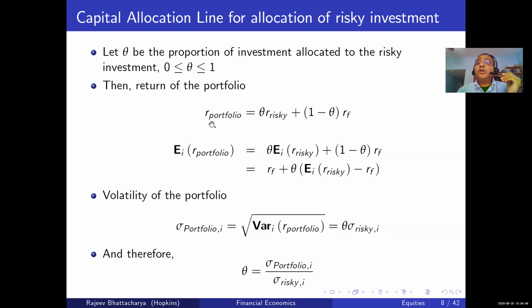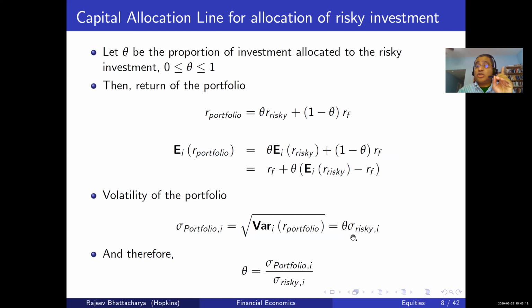Therefore, the volatility of the portfolio equals theta times the standard deviation of the risky asset. So the volatility of the portfolio equals theta times the volatility of the risky portfolio. If theta is strictly below 1, that is to say, if the proportion of the investment allocated to the risky investment is strictly less than 1, then the volatility of the portfolio is strictly less than the volatility of the risky asset.